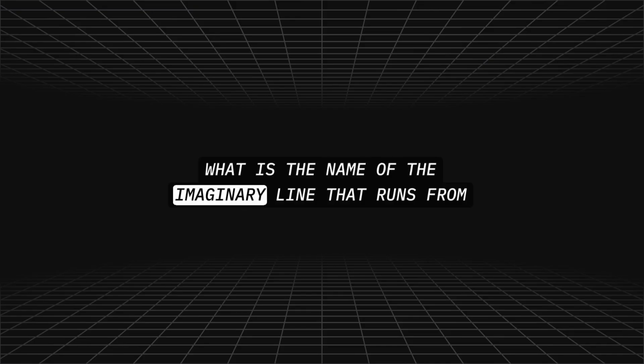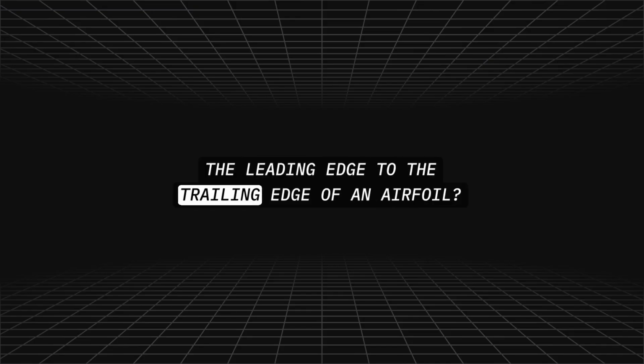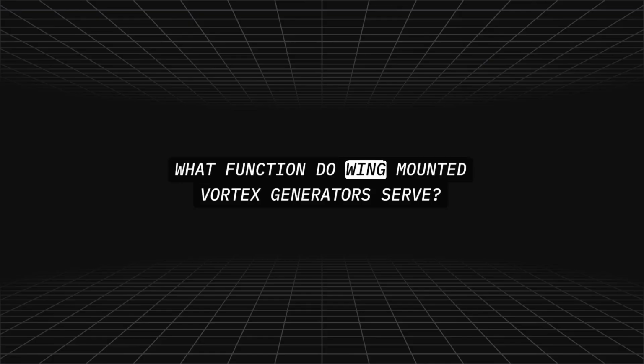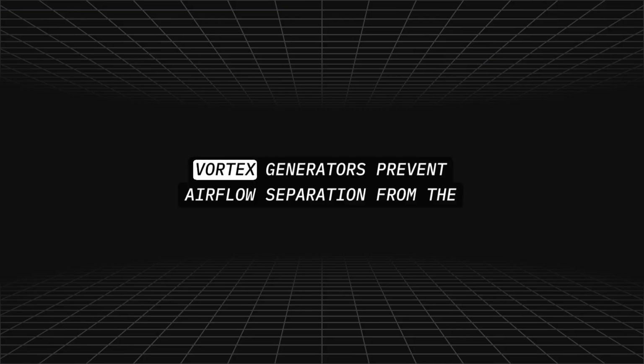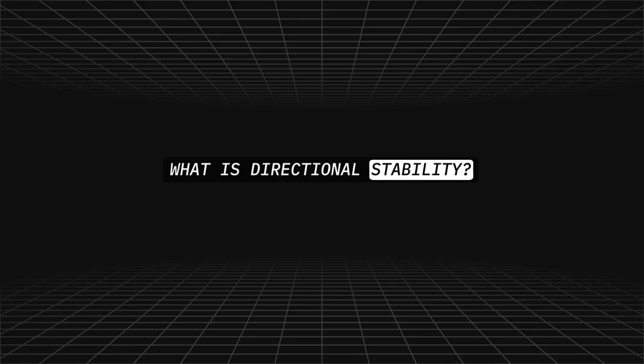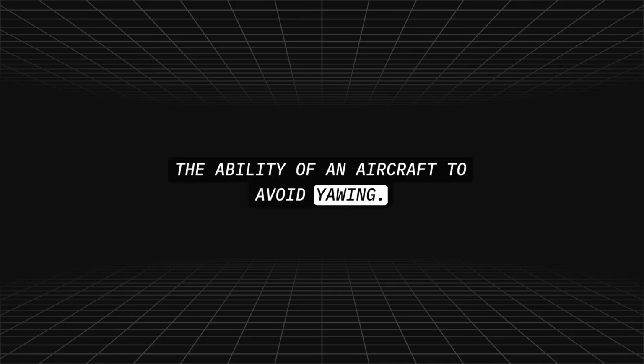What is the name of the imaginary line that runs from the leading edge to the trailing edge of an airfoil? Chord line. What function do wing-mounted vortex generators serve? Vortex generators prevent airflow separation from the upper surface of the wing. What is directional stability? The ability of an aircraft to avoid yawing.